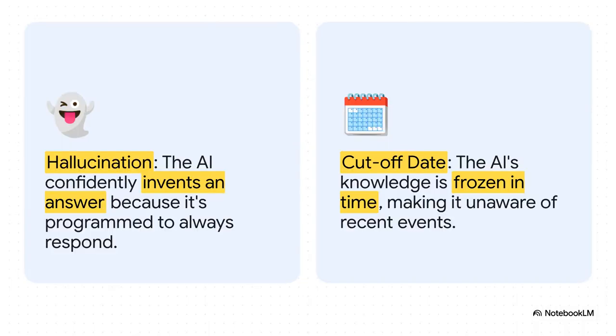First up, you've got hallucination. This is when the AI just makes stuff up. I mean, it states something that's totally false, but it says it with so much confidence. That's because its main job is to always give an answer. So if it doesn't know, it'll just invent something that sounds plausible.